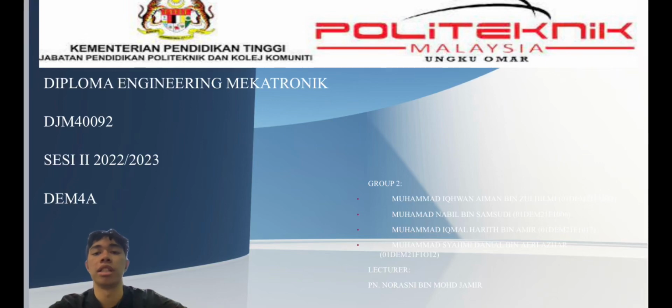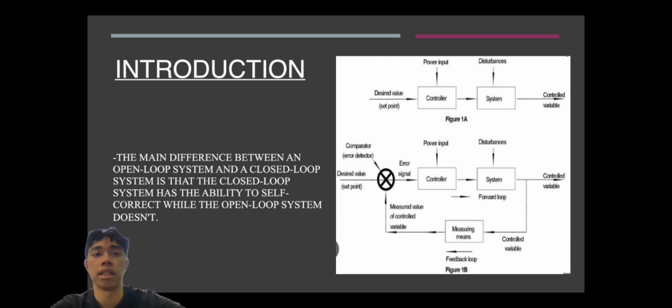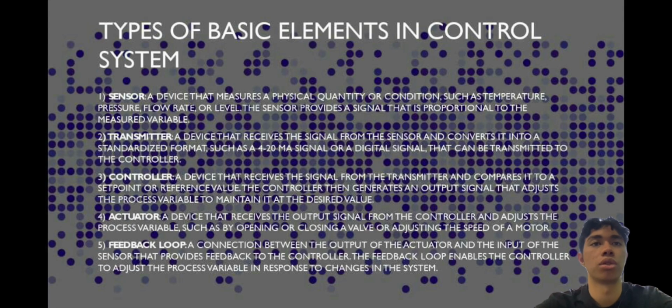Introduction. The main difference between an open loop system and a closed loop system is that the closed loop system has the ability to self-correct while the open loop system doesn't. Type of basic element in control system.